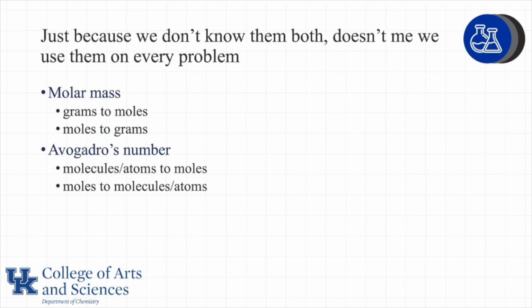A common mistake that students make is they feel that just because we know both the molar mass and Avogadro's number, we need to use them both. And that's not always the case. Some problems will use them both. Some problems will only use one of them. Molar mass is used to go from grams to moles or moles to grams. Avogadro's number is used to go from molecules or atoms to moles or moles to molecules and atoms, depending on whether we're looking at a compound or an element.